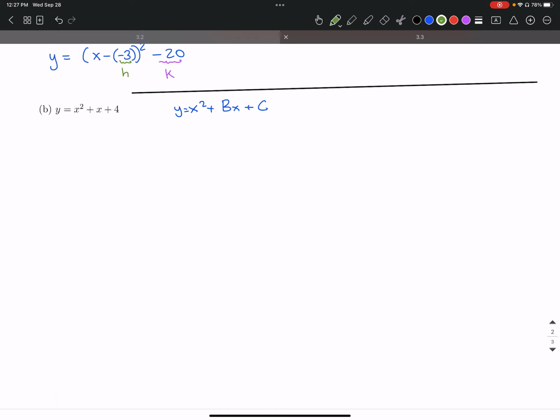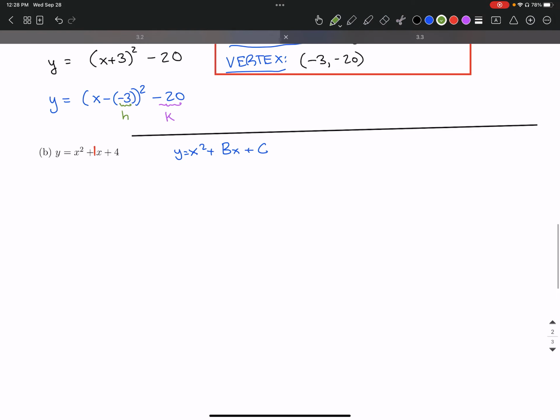Therefore, we can identify what b is going to be just by looking for the coefficient on the x. And we don't see any number here, but we can think of x as 1x, and therefore we can think of b as being the coefficient on the x, which is positive 1.